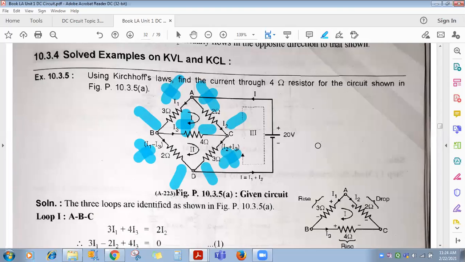Yes, polarity of voltage drop. Yes, sir. Yes, ma'am. Okay, got it. Now go for loop 1. Now in loop 1, is there any voltage source?